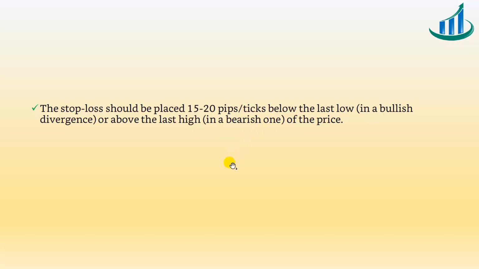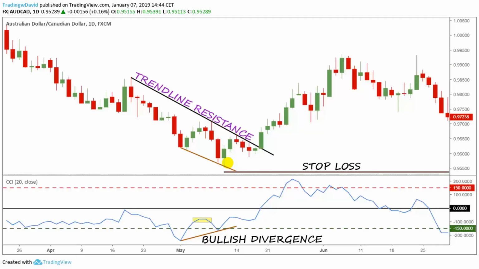The stop loss should be placed about 15-20 pips or ticks below the last low in a bullish divergence, or above the last high of the price in a bearish one. With a bullish divergence on Australian dollar Canadian dollar, the stop loss should be placed, in this case, about 15-20 pips below the last low of the price.